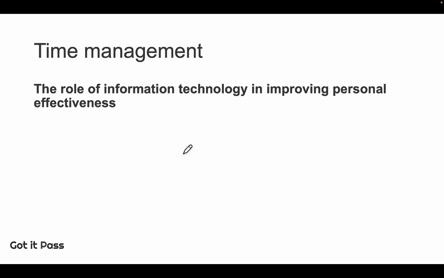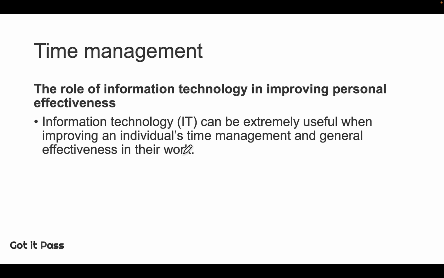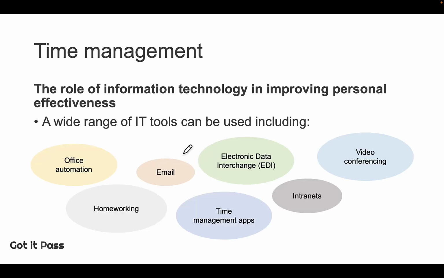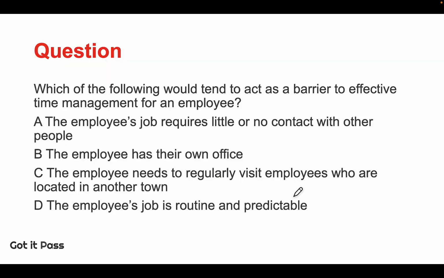The role of information technology right now has seen significant advancement from, say, the last two or three decades, especially in improving personal effectiveness. IT can be extremely useful in improving an individual's time management and general effectiveness in their work. There are a lot of IT tools that can be used, such as office automation, email, electronic data interchange, video conferencing, home working, time management apps, and intranets. I will just share a bit about what is included in each tool.